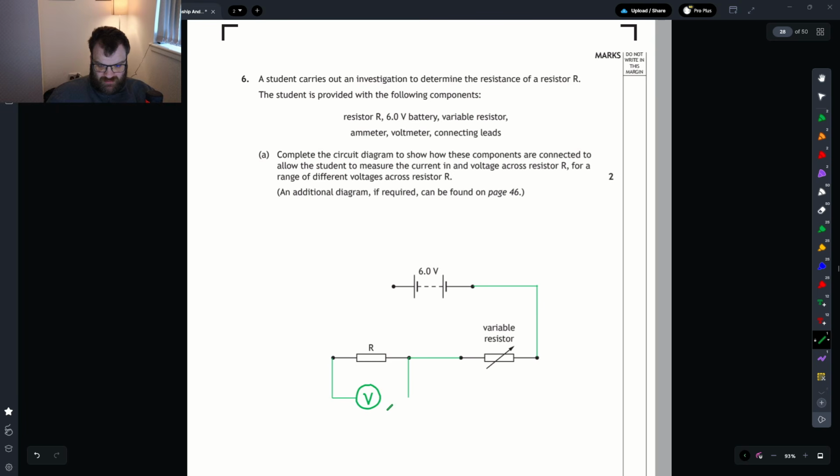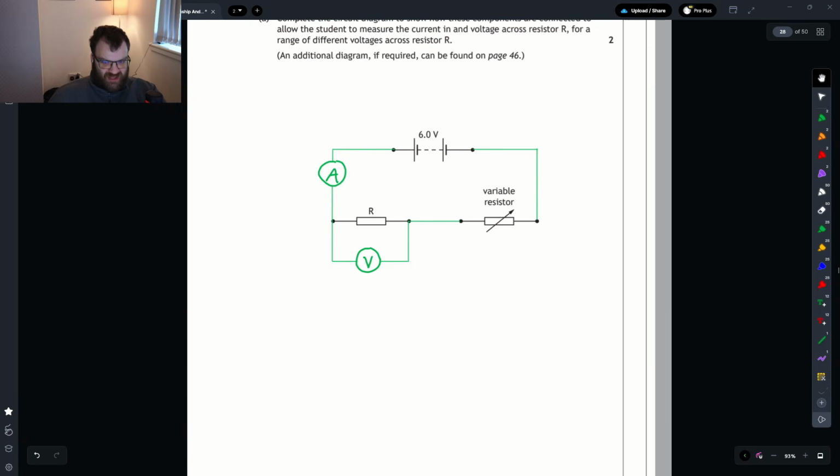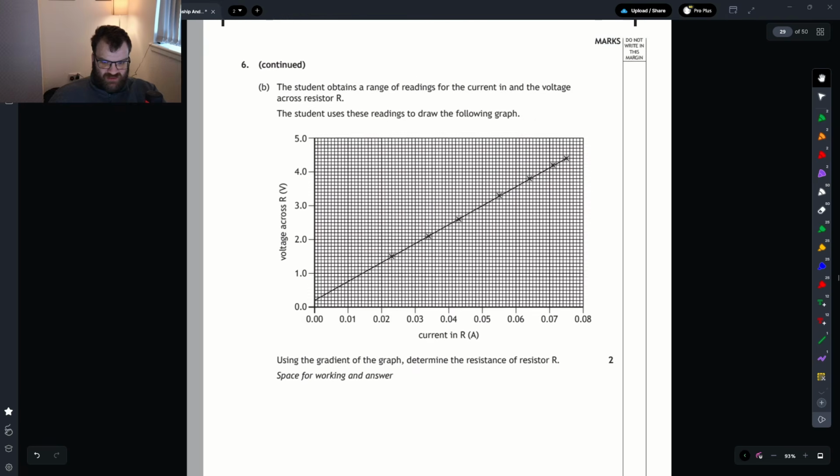Connect that in, and then we're going to want our ammeter, which is measuring the flow of electricity. So if I put an A there, the ammeter would pick up the current that's traveling through R, and then we're measuring the voltage across the resistor as well. And then the variable resistor needs to be included because you can change that, which will affect the voltage across the resistor R, I would presume. But yeah, voltmeters across and ammeters within the circuit would work out nicely.